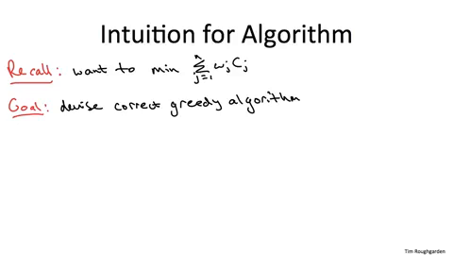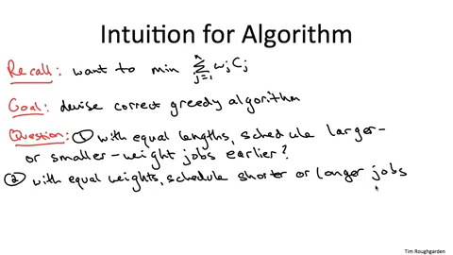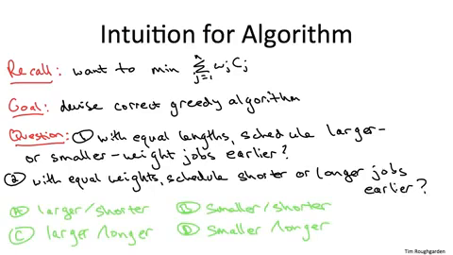And the two special cases I want you to think about for this problem are, first of all, suppose I told you all of the jobs had exactly the same length, but they had different weights. Then, what order do you think it makes sense to schedule the jobs in? Secondly, suppose I told you that all of the jobs had exactly the same weight, but they had different lengths. Then, what order do you think you should schedule the jobs in?